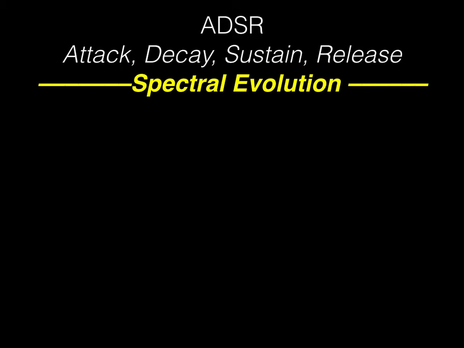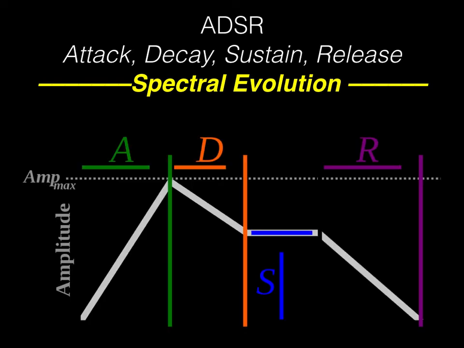Now, one way that we talk about timbre is the spectral evolution of a sound. So if I make the sound "ah," it's going to start with an attack, then move to a decay, then sustain itself, and then release.